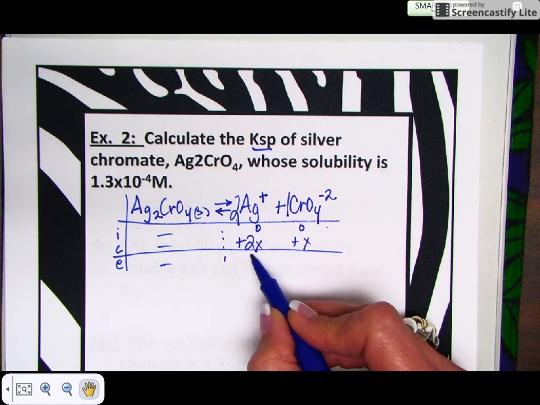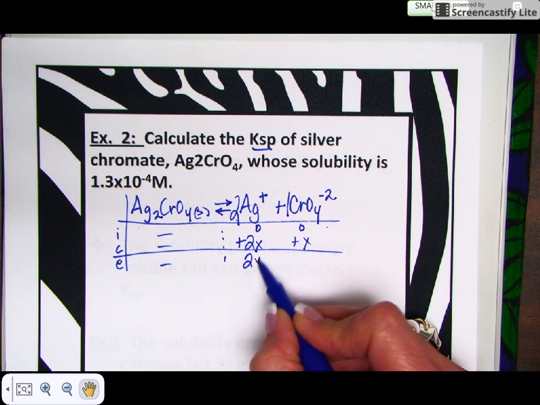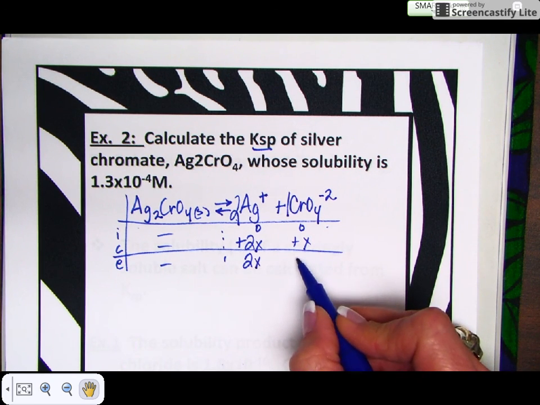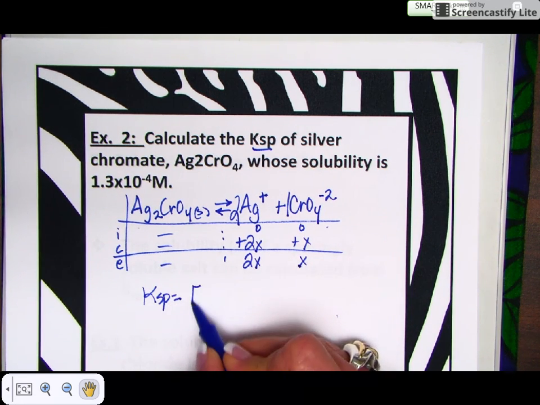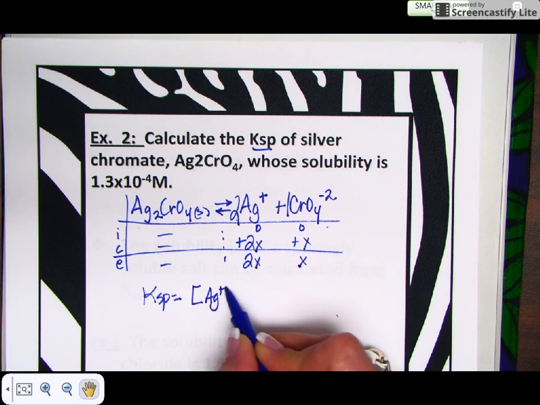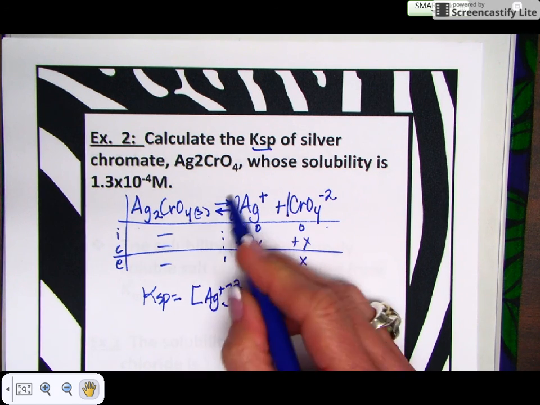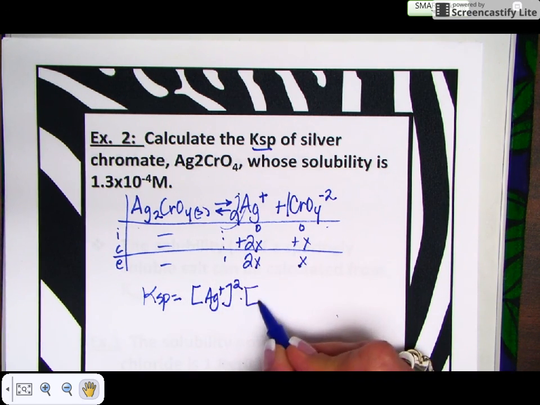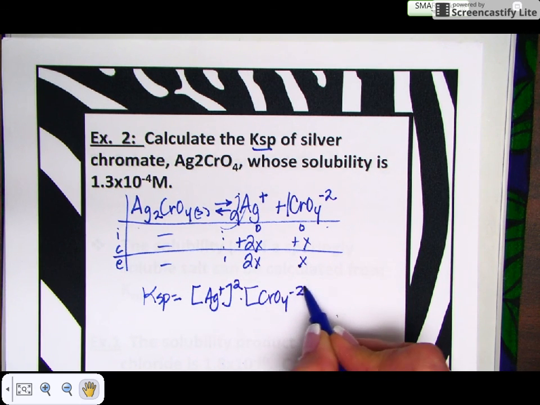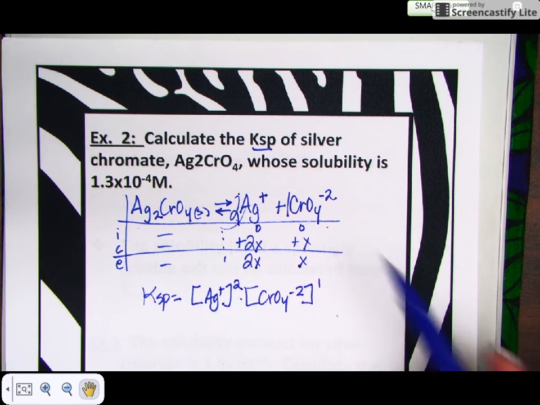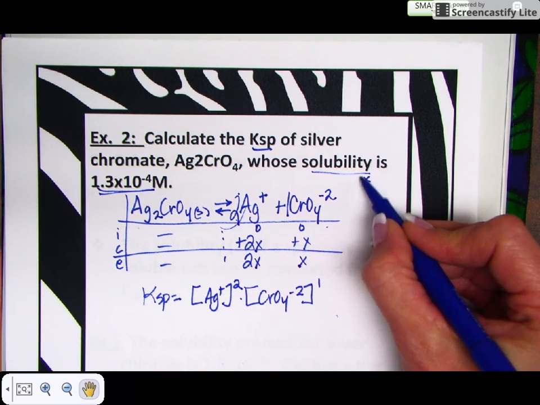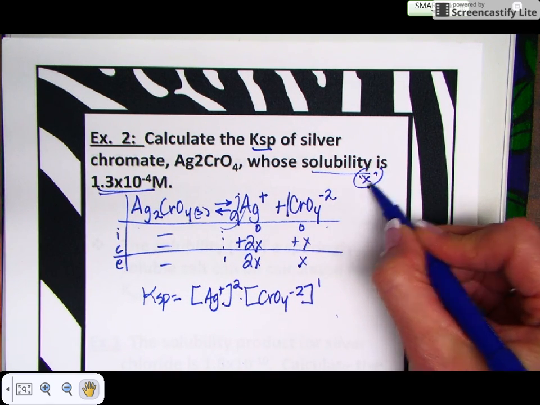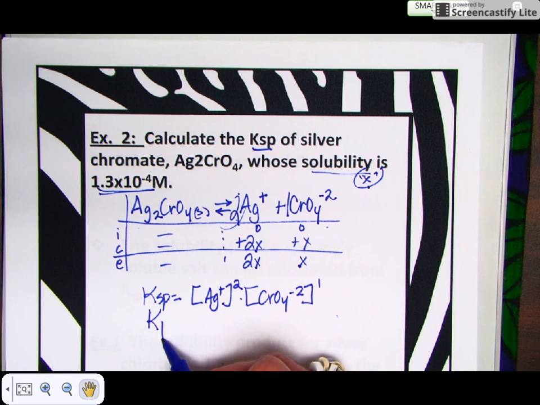That means at equilibrium, the concentration of silver is going to be equivalent to 2x. Concentration of the chromate ion is equal to x. So write your law of mass action. KSP is equal to the silver ion, remember, squared because of the 2, times the chromate ion to the first. And we were told the solubility right here. Remember, solubility is your X.